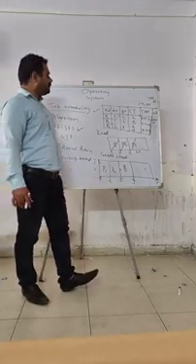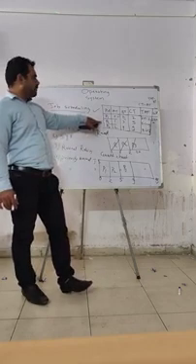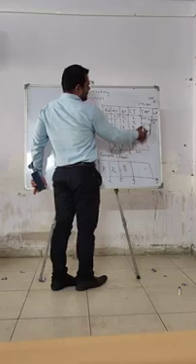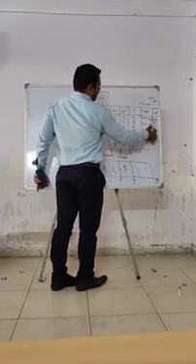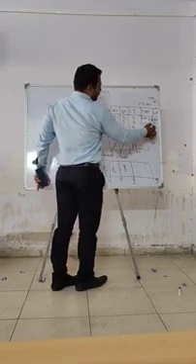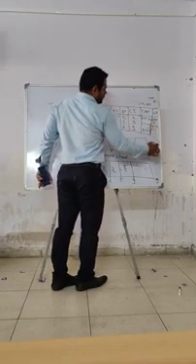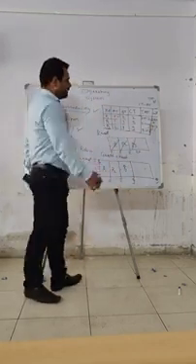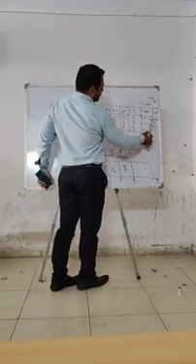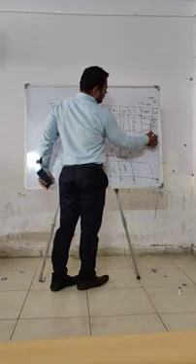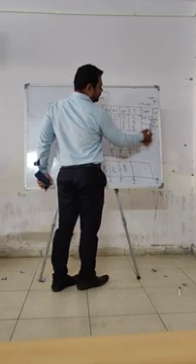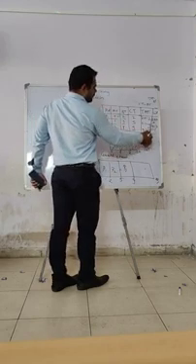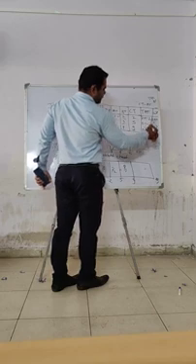Now we will calculate the waiting time of P2. Turnaround time of P2 is 4 and burst time of P2 is 3. 4 minus 3 is equal to 1. Waiting time of P2 is 1. Now we will calculate the waiting time of P3. Turnaround time of P3 is 7 minus burst time of P3, which is 4. It will be 3.